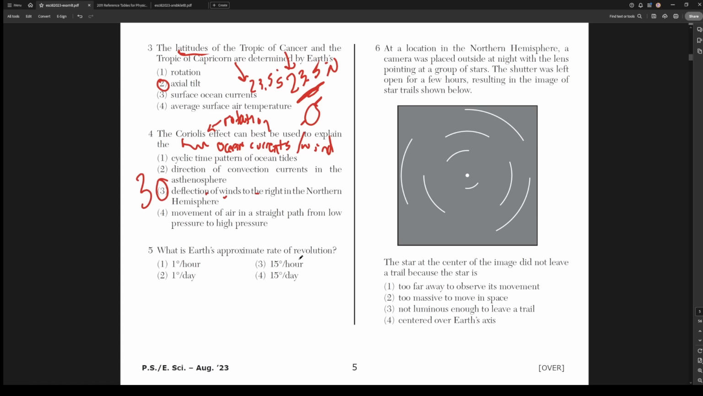What is the approximate rate of revolution? Revolution is how long it takes to go around the sun. So that's 365 days. And it's 360 degrees. So that means it's about 1 degree per day.